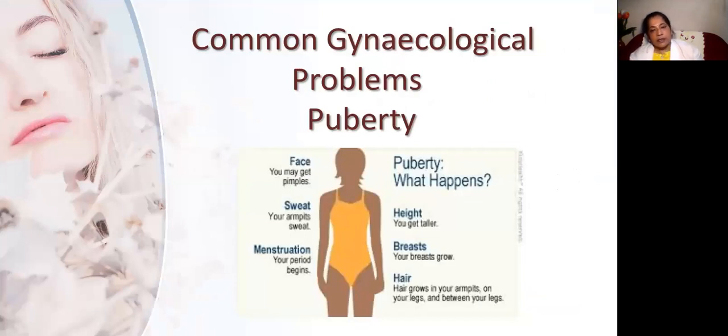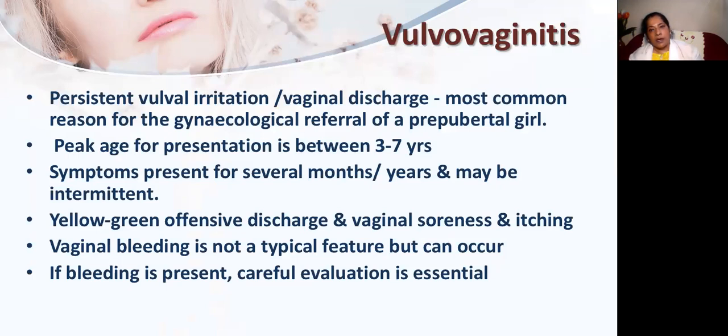So that was about puberty, the basics. Now coming to the common gynecological problems which may be seen prior to puberty or during and after puberty. One such condition is vulvovaginitis. This is persistent vulval irritation and vaginal discharge, which is the most common reason for a gynecological referral of a prepubertal girl. The peak age for presentation in such cases is between 3 to 7 years. So a long way before puberty.